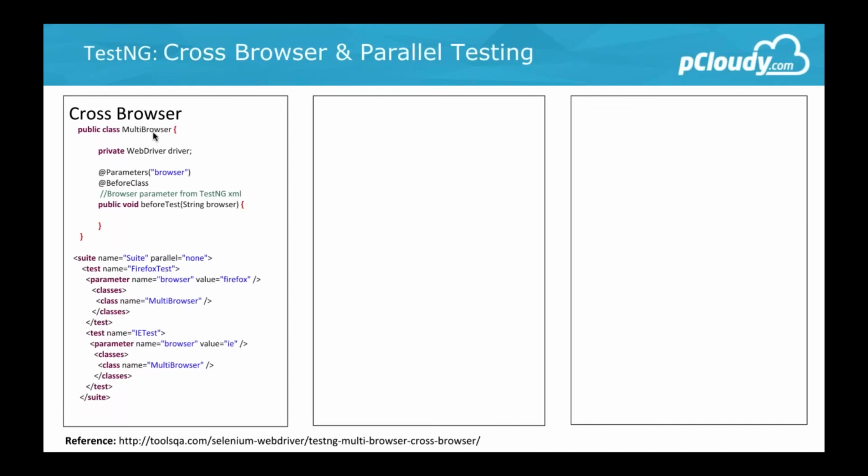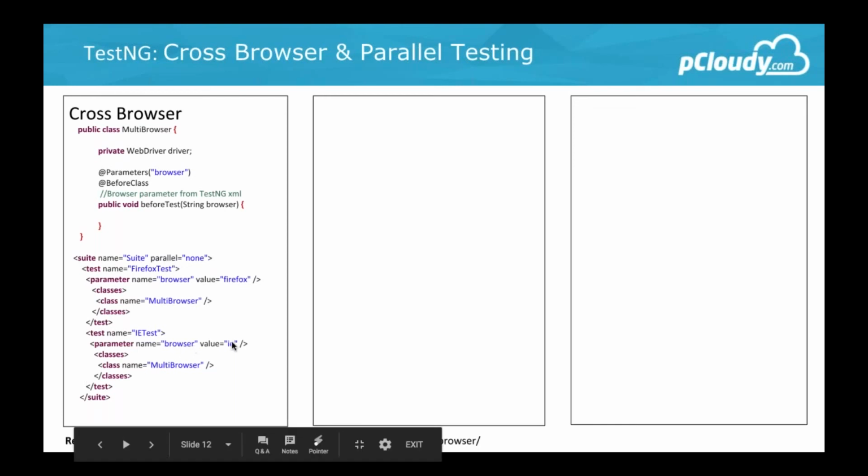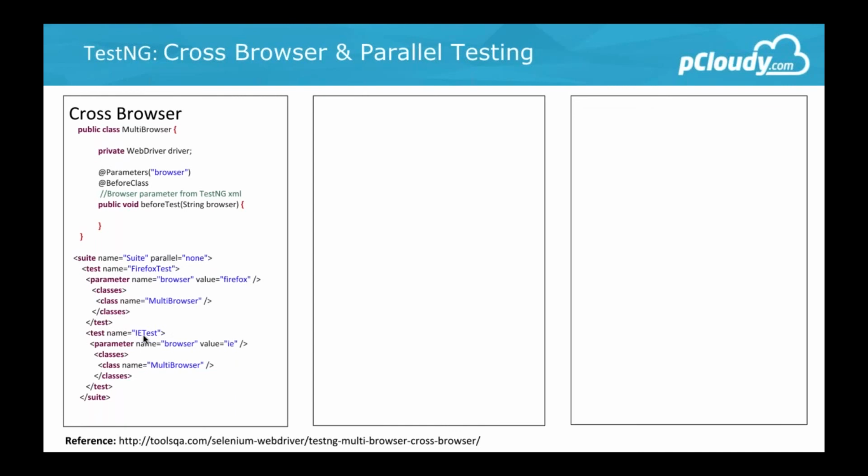The class name over here is multi-browser. In the second test, the parameter value is Internet Explorer and the class name is the same, multi-browser. So the same class will be called twice, once with Firefox as the value and second with IE as the value. What happens in a parallel test?